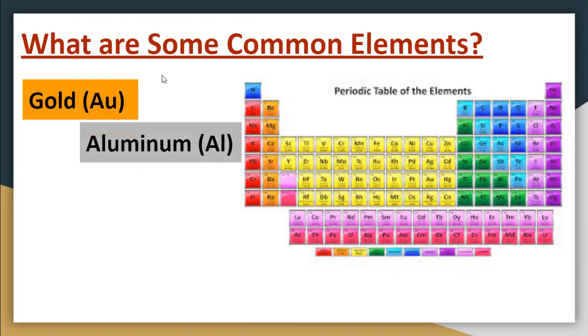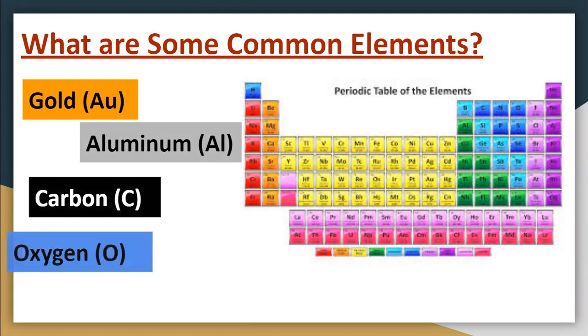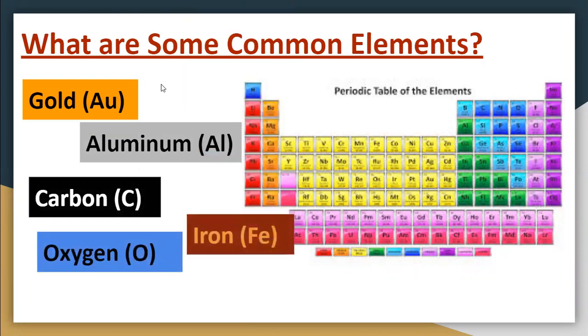Aluminum is an element. Carbon is an element. Oxygen is an element. Iron is an element. Notice that iron is Fe. And hydrogen is an element. So the periodic table has all the known elements. Those are just a few.